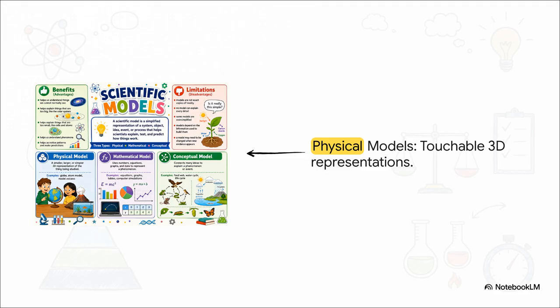Let's start with physical models. These are highly tangible. Think of a globe, or maybe a miniature plastic volcano. These are smaller, larger, or just simpler 3D representations of the actual thing being studied. If your goal is to figure out the physical structure, the shape, or the size of the Earth's continents, or how a volcano is built inside, a physical model is absolutely perfect. You can literally spin a globe or take apart a model skeleton right in your hands.